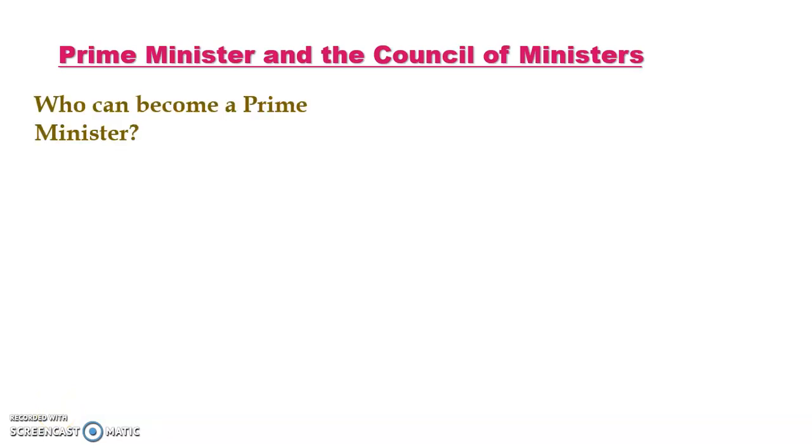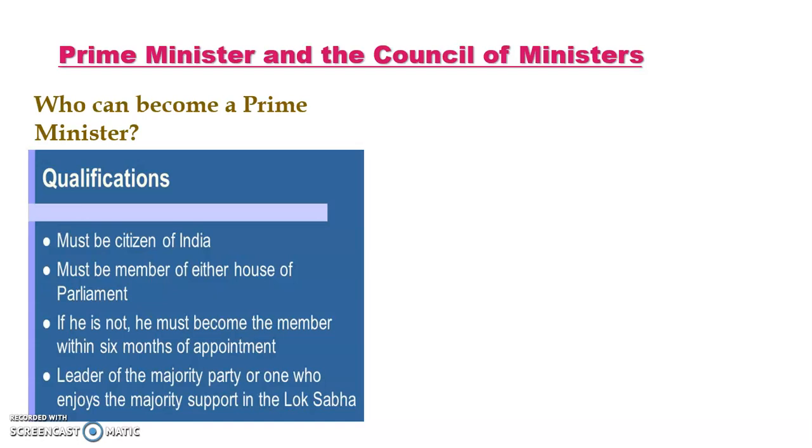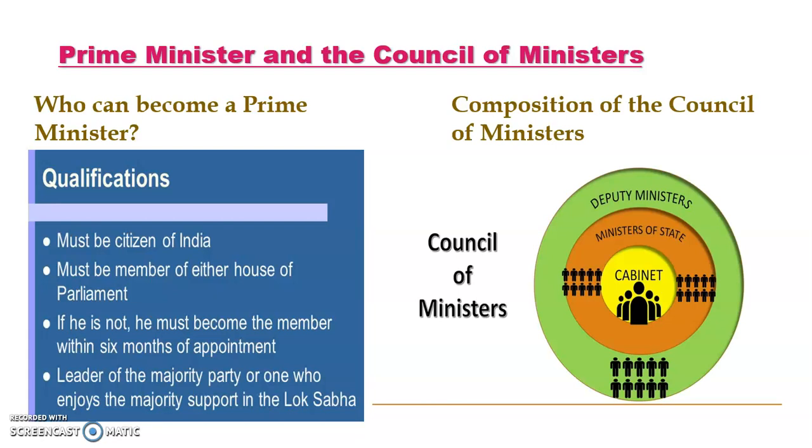Who can become a Prime Minister? The party which attains a majority in elections nominates their leader as the Prime Minister. He must be a citizen of India and he must be a member of either house of the Parliament. If he is not, he must become a member within 6 months of his appointment.